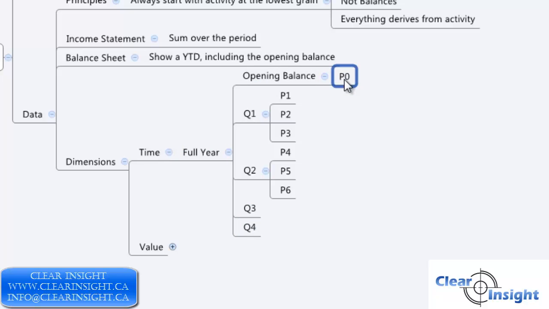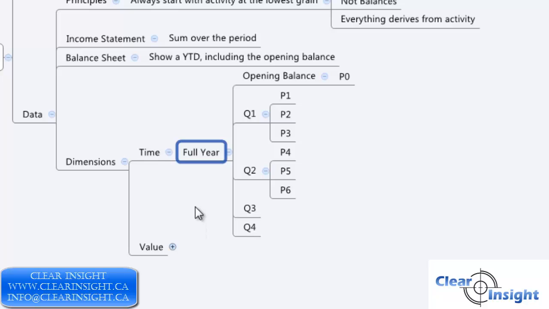So think of periods as 0 through 12. If we think of a standard calendar year, maybe P0 would be our opening balance, P1 would be January, P2 February, all the way through to December. And they each roll up into a quarter, and that rolls up into a full year. That gives us a dimensional structure to represent what we understand as a full year.